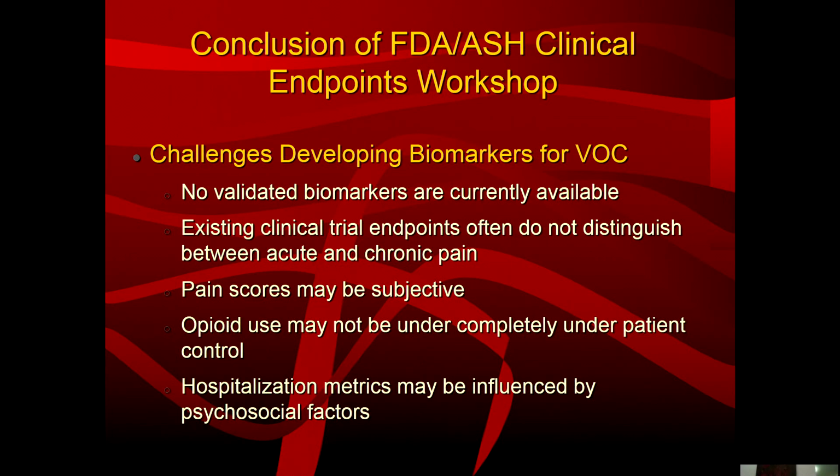The main outcome of that was we're still early in the game, that there are challenges in developing clinical endpoints for sickle cell disease trials of all kinds, including pain trials. There are no validated biomarkers. Existing clinical trial endpoints often don't distinguish between acute and chronic pain, and I've tried to emphasize that in my talk today. Pain scores are subjective. Opioid use may not be under the patient's control, and hospitalizations are often influenced by the social determinants of health.